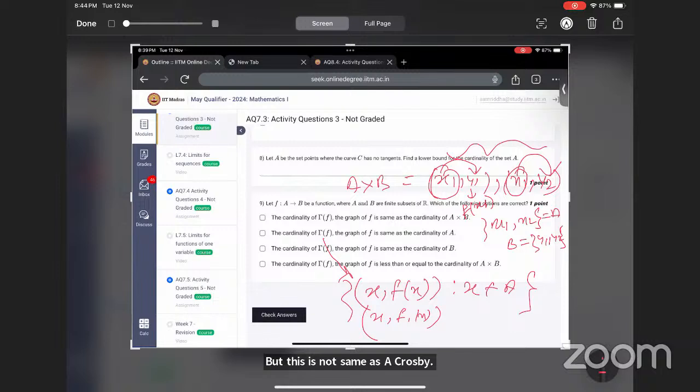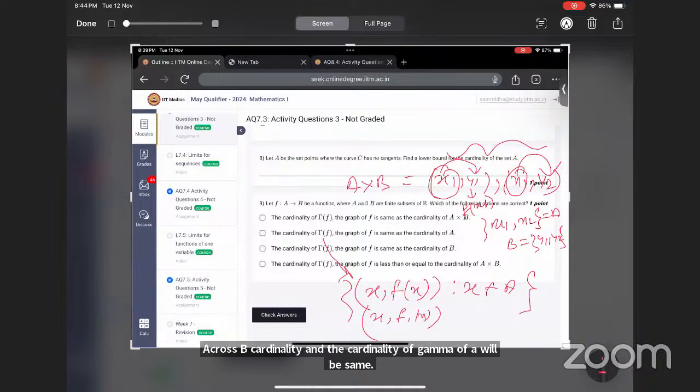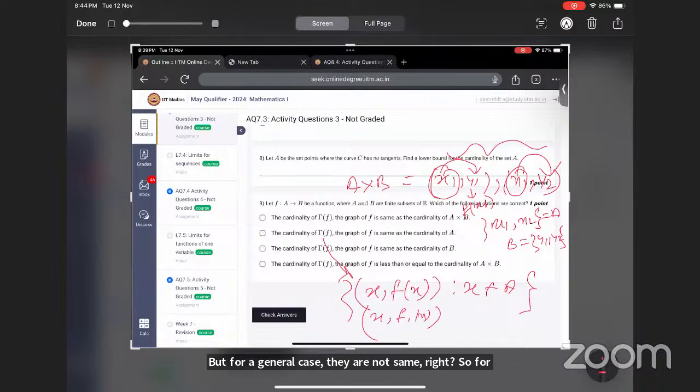So is the fourth one true or false? Because it is not true that it's always equal to A into B. It can be less than A cross B. For example, if you take A and B both as singleton sets, then the cardinality of A cross B and the cardinality of gamma of f will be the same. But for a general case, they are not the same, so we cannot say that they are the same. That is why the first option is incorrect, but the last option is correct.